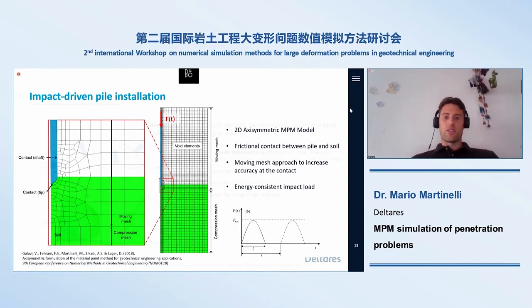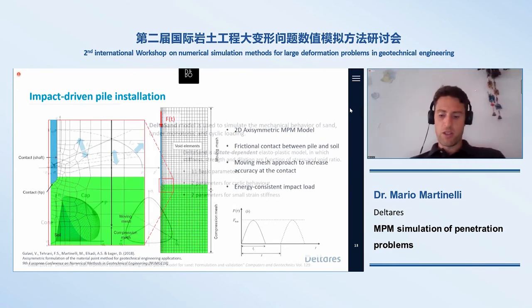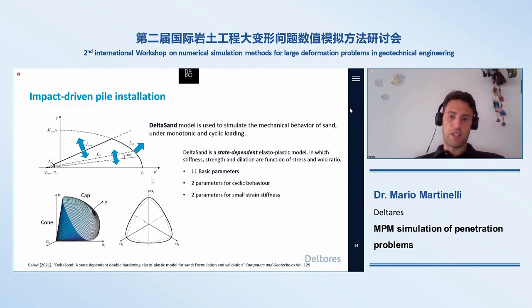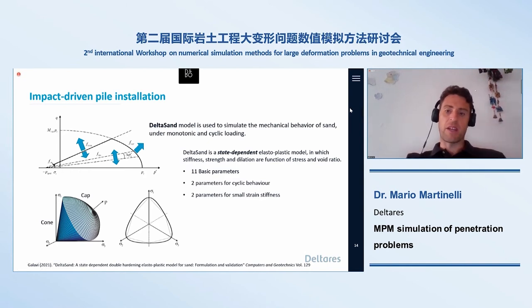For the sand now, we use a Delta sand model, which was just recently published. It's a double hardening, but also kinematic hardening model. It's a state dependent elastoplastic model where the stiffness, strength, and dilation angle are a function of the state of the material. There is this little cone here which moves in the stress space, and by moving it, you develop the plastic strains. All details are written in the original paper published recently.